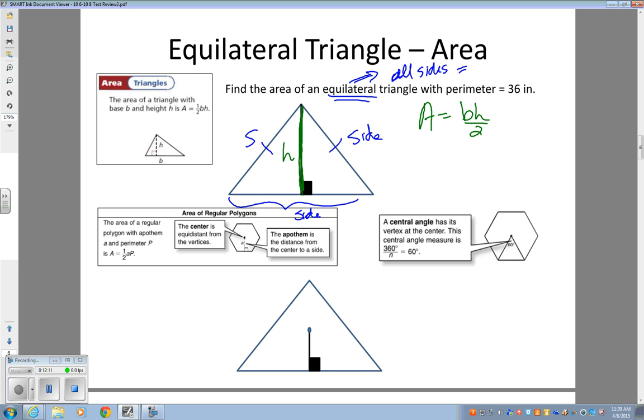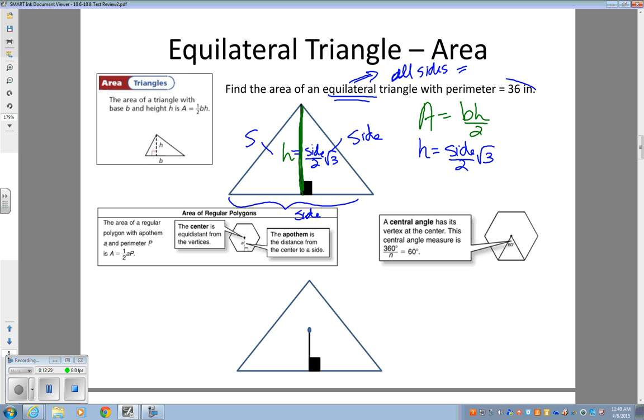All right, here's the trick, okay? In an equilateral, the height is always whatever the side is, divided by 2 times radical 3. So the height, whatever the side is, divided by 2, radical 3.